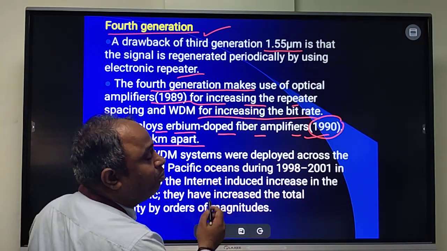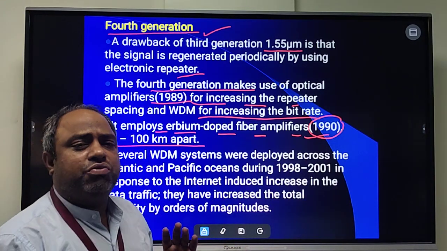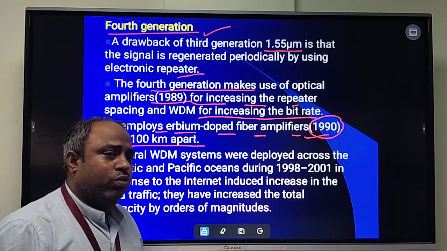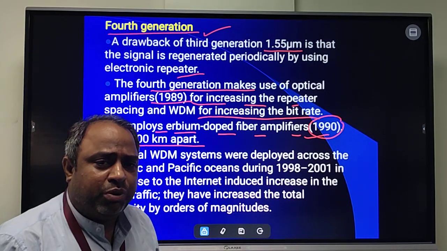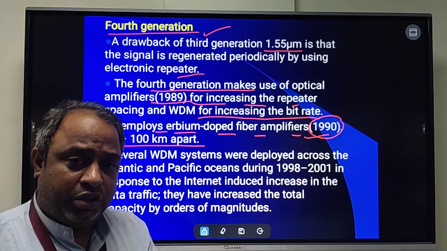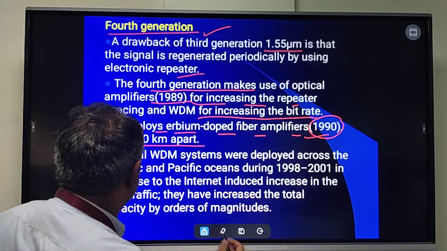But when the erbium doped amplifier, the optical amplifier, came into that generation, the signal improved a lot, and now there are different kinds of amplifiers used for communication purposes to amplify your signal, with different kinds of modulation.